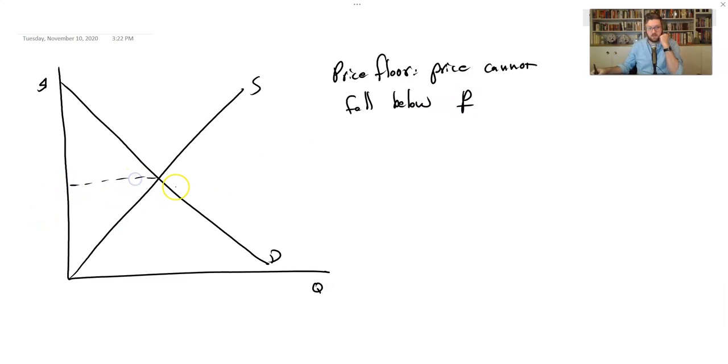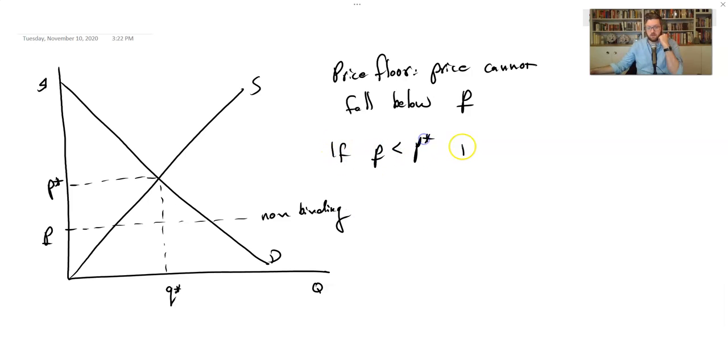So in the absence of any intervention, this is where we end up. And if we set our price floor down here, it's non-binding again, because we can't go below that, and we're not. However, if we set our price floor above the equilibrium price, then we get an effect.